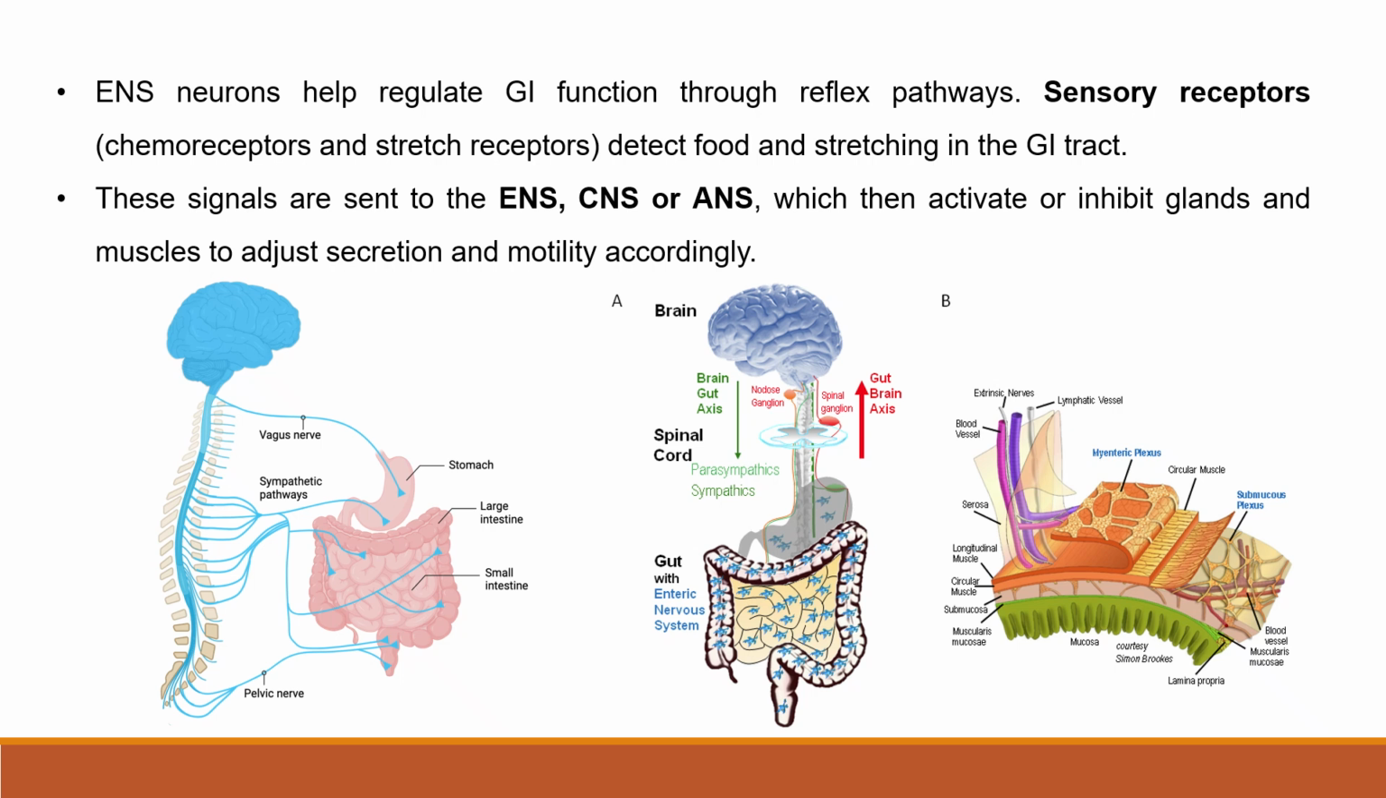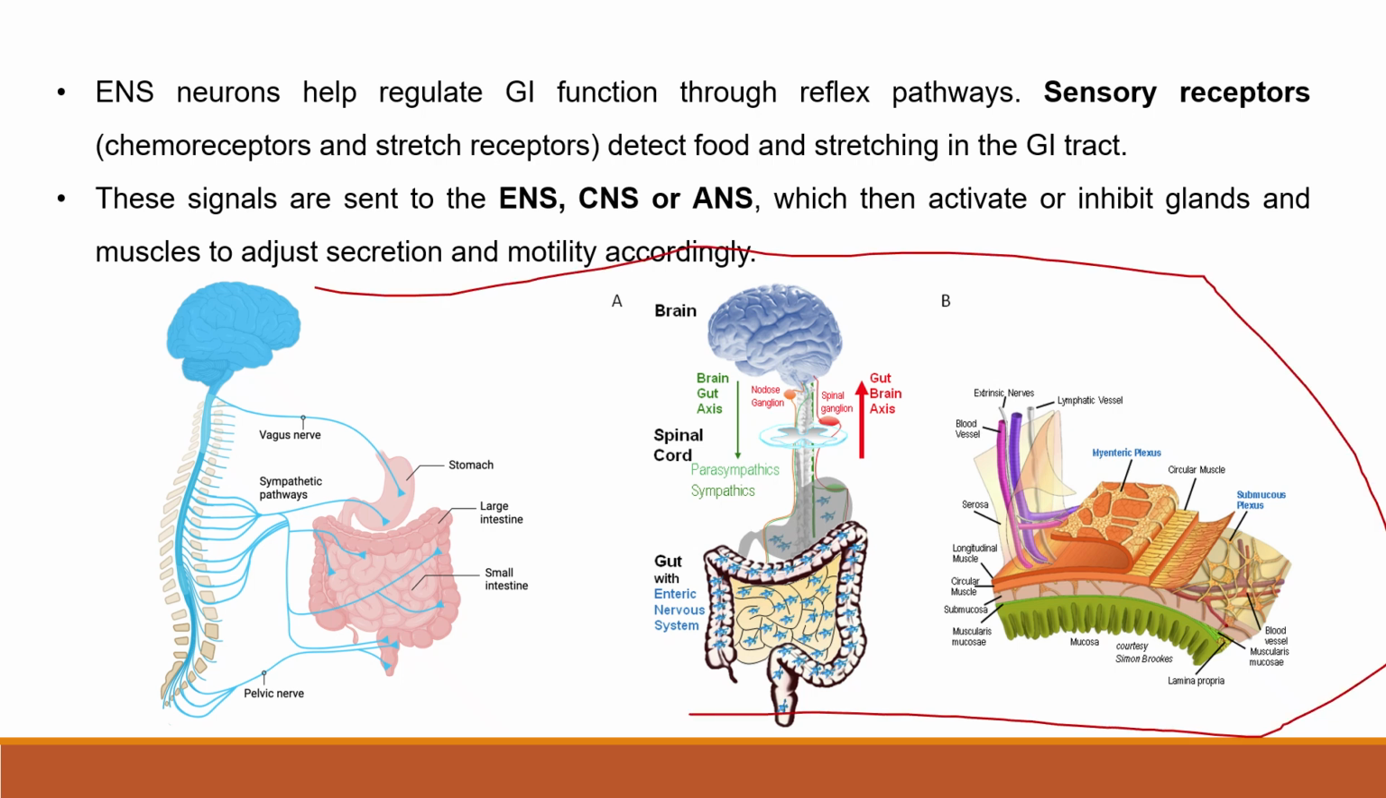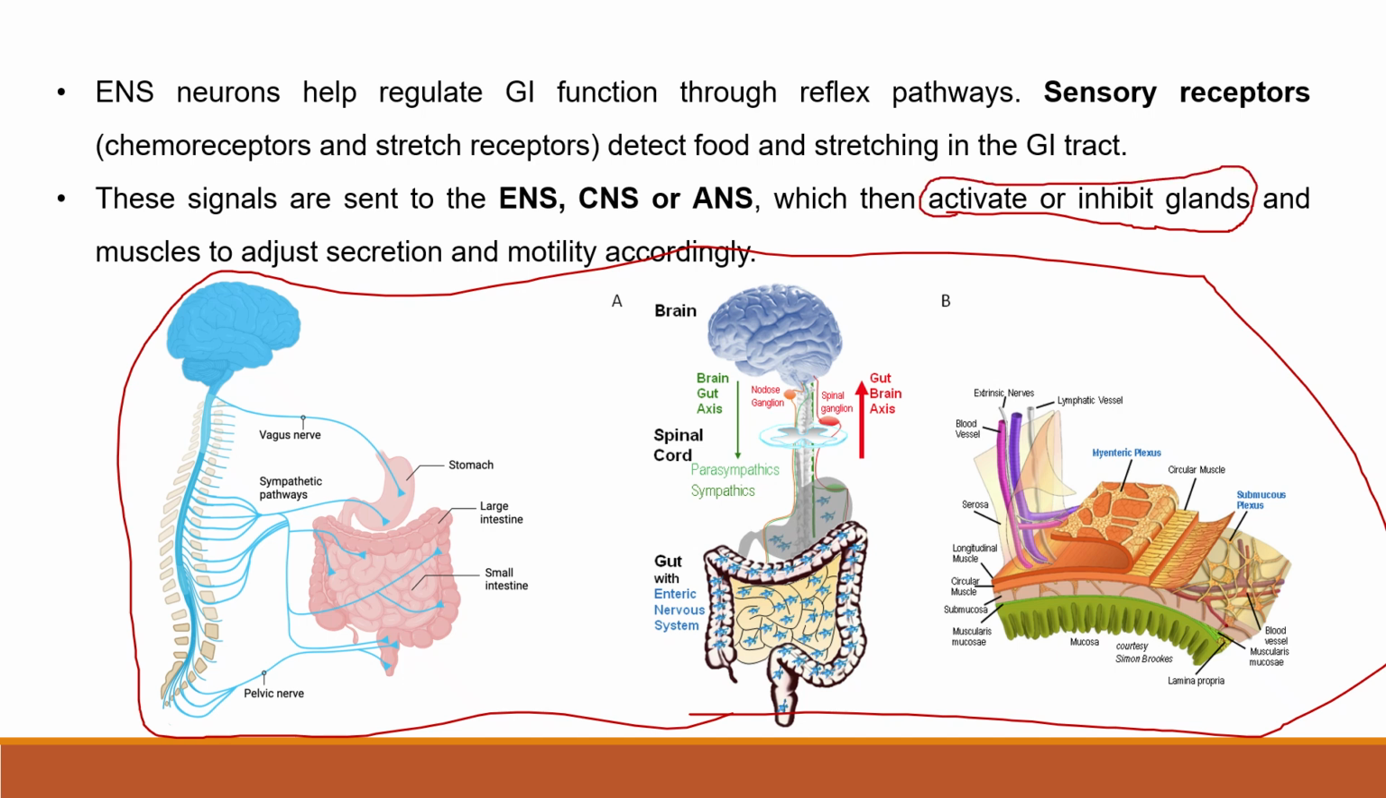Here we can see the structure, and how the pelvic nerve and the vagus nerve are connected. So all of these work together, and it helps the entire digestive system. ENS, ANS and CNS are very important, and they help with the activation or inhibition of glands. If it is inhibited, there will be no secretion of acids or enzymes.